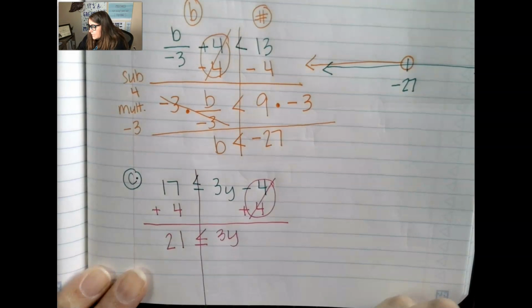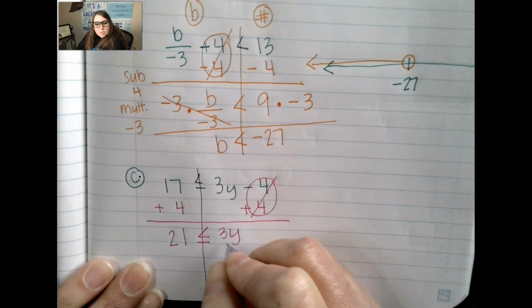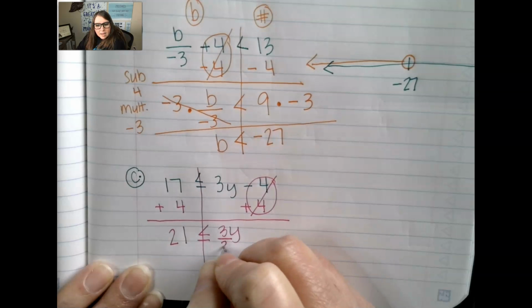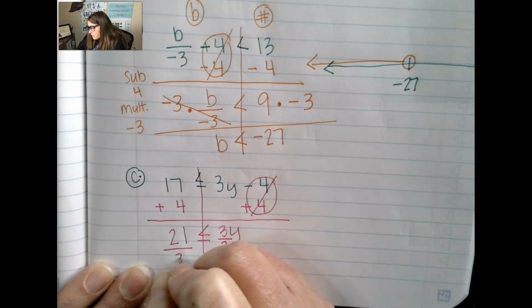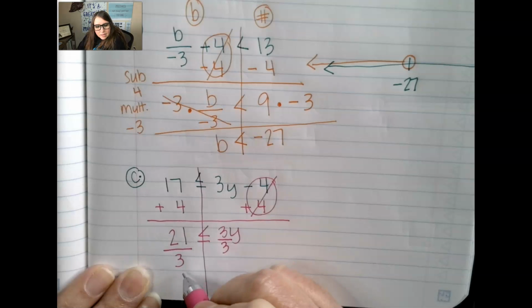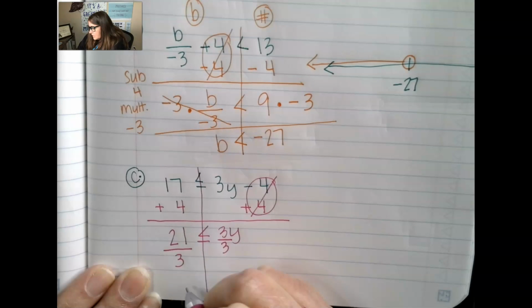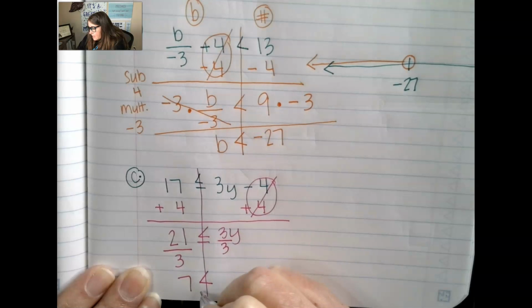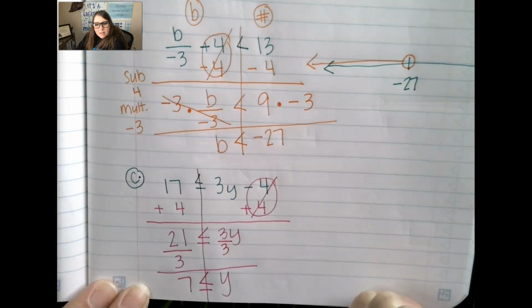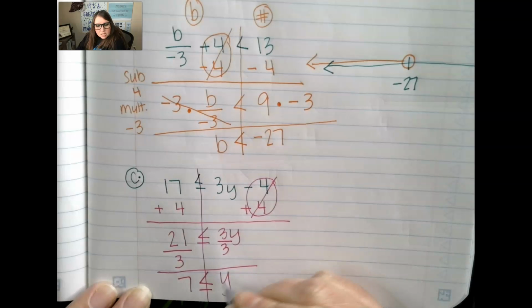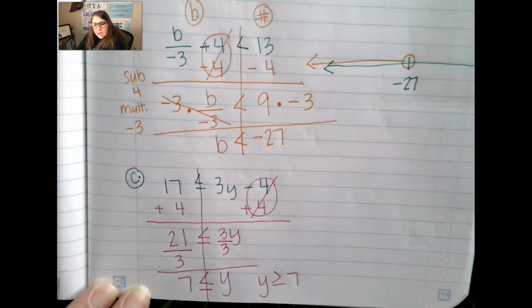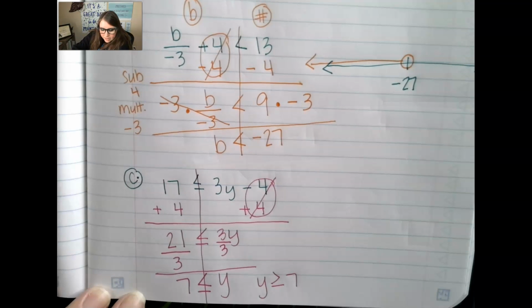Step number 2, this is multiplying by 3. So instead of multiplying by 3, we're now going to divide by 3, and divide by 3. 21 divided by 3 is 7. So now we have 7 is less than or equal to y, but we want the letter on the left. So before we graph this, we're going to switch this around so the letter is on the left. We're just going to flip this the opposite direction, and now we're ready to graph.